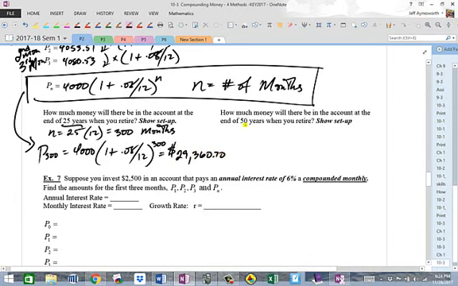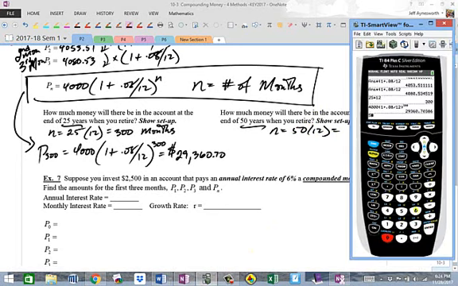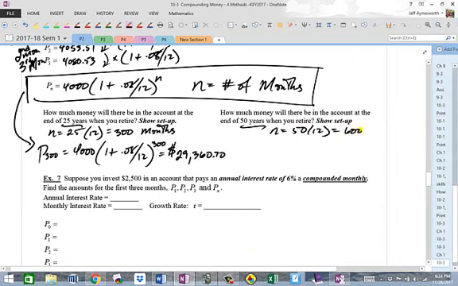In 50 years, we got to figure out how many months there are. So 50 times 12, that should be 600, but let me check. So 50 times 12, 600. There's 600 months. So you got to find P sub 600. So we're going to take your initial amount times your growth rate, raise it to the 600 power, and see what we get.